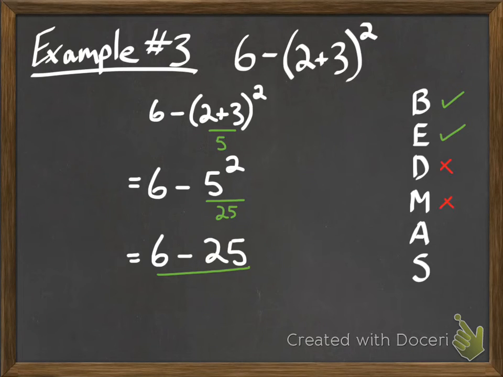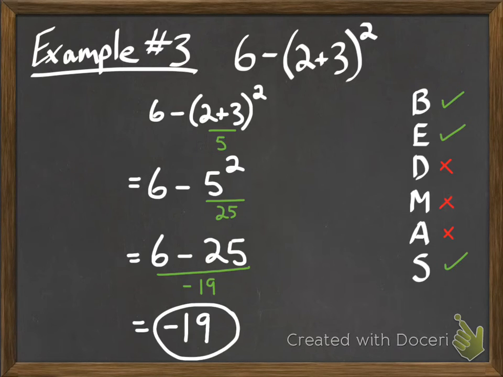So no division, no multiplication, no addition, just subtraction. So if we take 6 minus 25, gives us negative 19. Okay, so that is our final answer for this example.